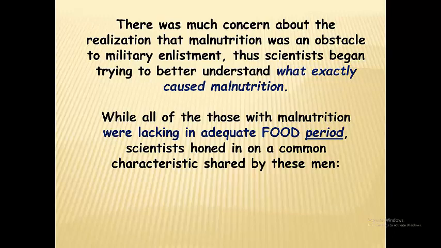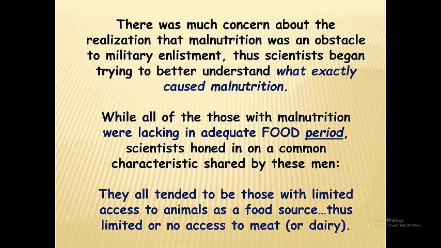So while all of those with malnutrition that were turned away were lacking in adequate food, period, scientists made a mistake that is common and honed in on a common characteristic shared by these men. They all seemed to be from walks of life where access to animals as a food source was limited. In other words, they were not the most affluent individuals, because those people who are more affluent tend to consume more animal products for all of the aforementioned reasons.